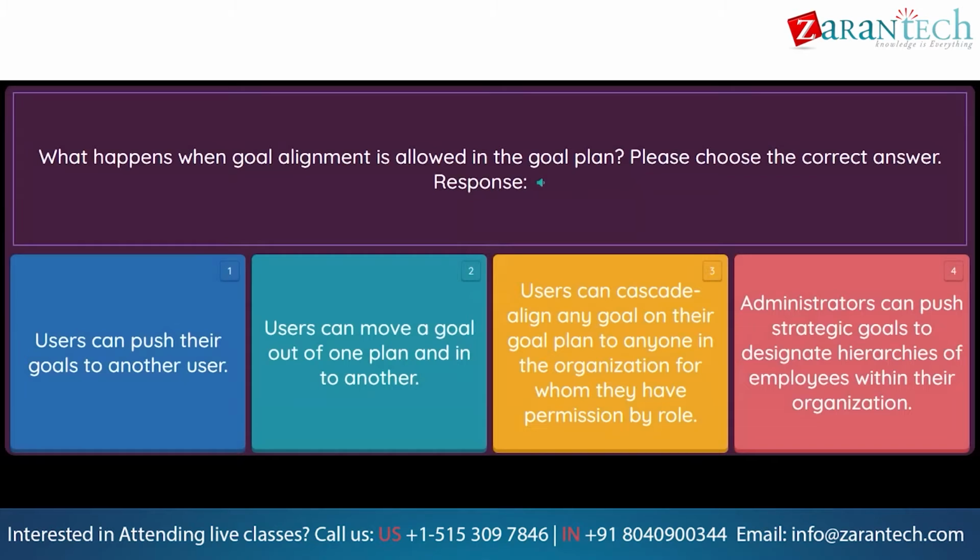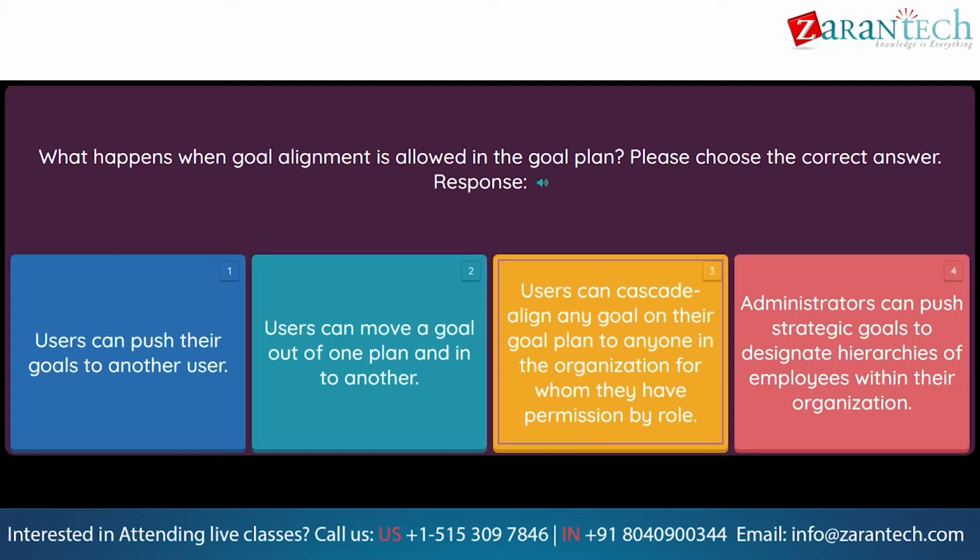Question: what happens when goal alignment is allowed in the goal plan? Please choose the correct answer. Option 1: users can push their goals to another user. Option 2: users can move a goal out of one plan and into another.